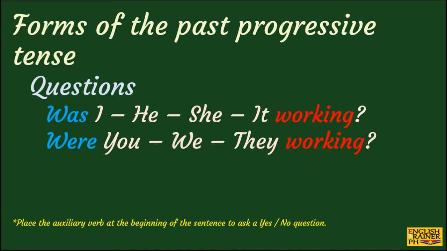To ask questions, all we need to do again is to put our auxiliary verb at the beginning of our sentence, and it will be a yes or no question. So, was she working? Were you working?